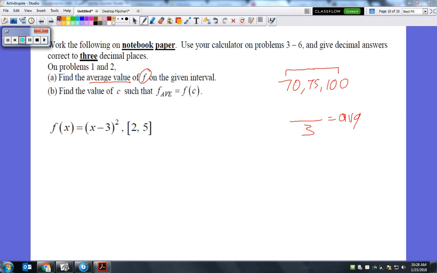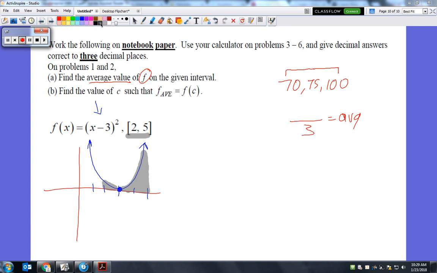Now, that's what's going on with what I'm about to show you here with the average value of a function. If I were to graph this function right now, it is a quadratic that's shifted 3 units to the what? To the right. 1, 2, 3. And it looks like this. And we're looking at from 2 to 5. So 1, 2, 3, 4, 5. So if I asked you the area underneath the curve, it's this, and that on this interval. Would you agree? Yes. Okay.